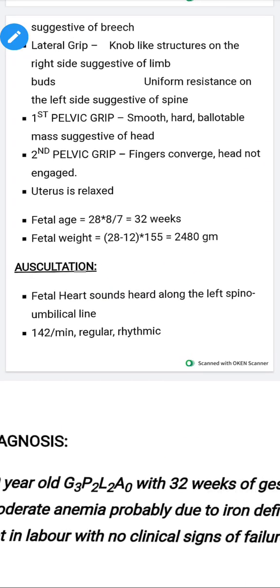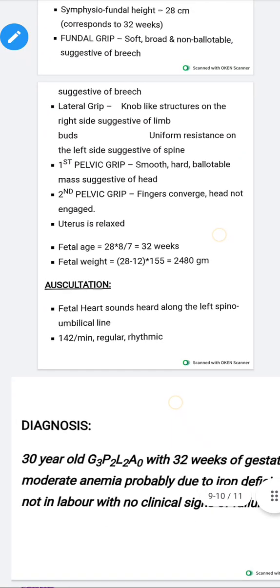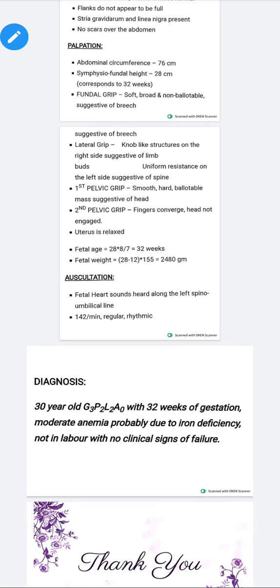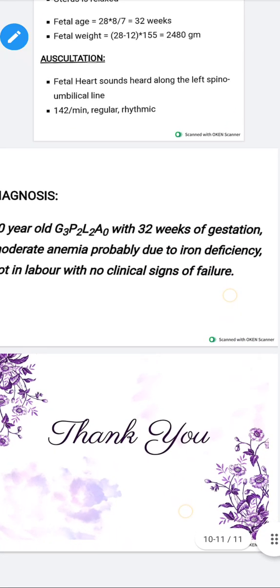Auscultation, fetal heart sounds heard along the left spino-umbilical line, which is regular, 142 per minute, and rhythmic. Then on diagnosis, she is a 30-year-old G3P2L2 with 32 weeks of gestation, moderate anemia, probably due to iron deficiency, not in labor with no clinical signs of failure. Like that, you can say. Okay, thank you.